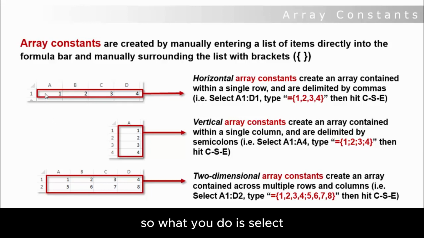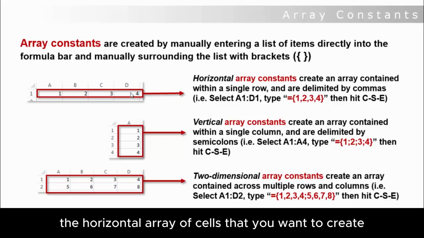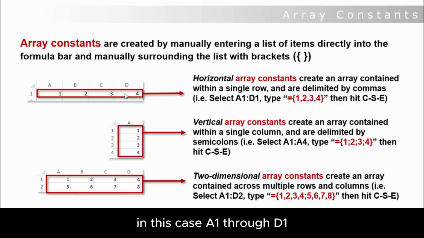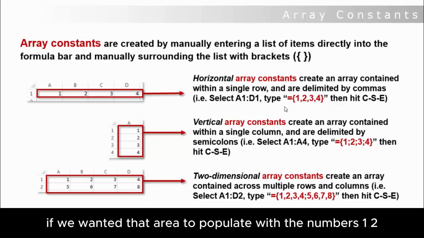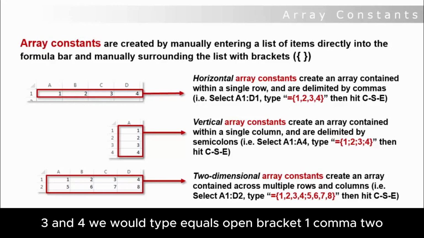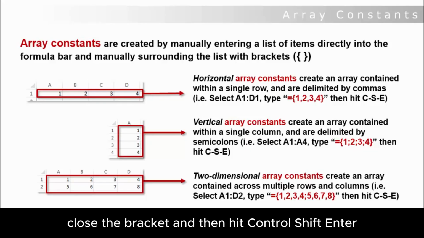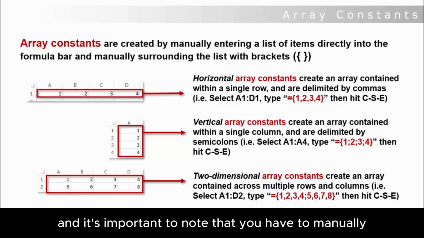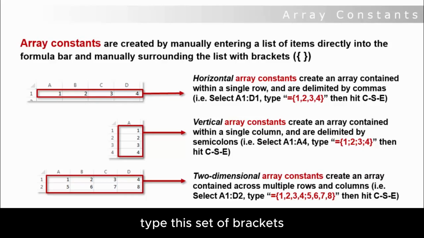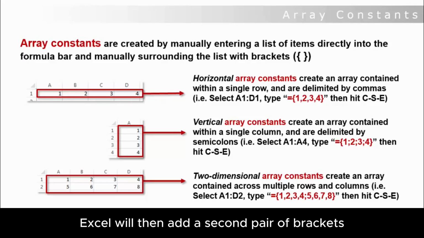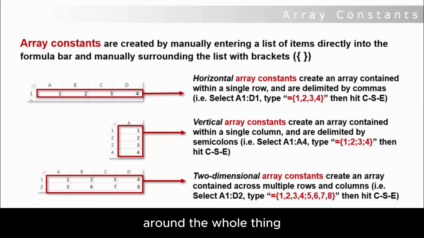So what you do is select the horizontal array of cells that you want to create, in this case A1 through D1. If we wanted that array to populate with the numbers 1, 2, 3, and 4, we would type equals open bracket 1, 2, 3, 4, close the bracket, and then hit Control-Shift-Enter. It's important to note that you have to manually type this set of brackets, and when you press Control-Shift-Enter, Excel will then add a second pair of brackets around the whole thing. So that's the horizontal array constant.